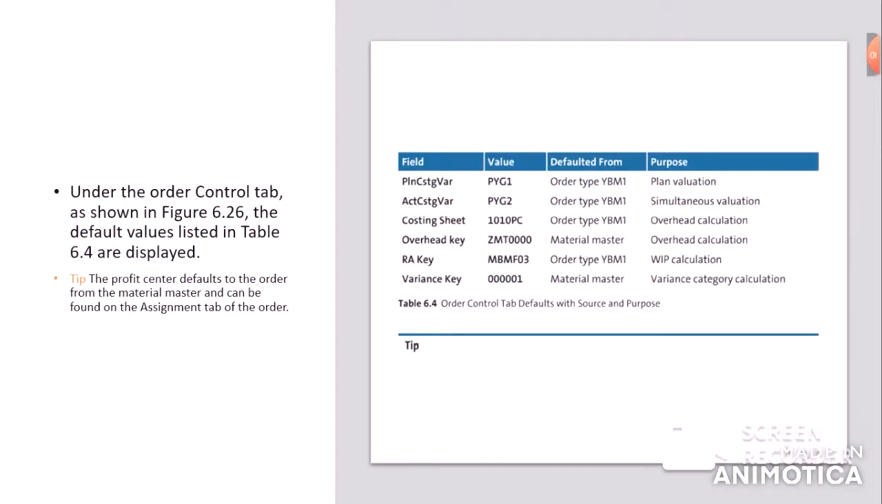Here we have a small tip. The profit center defaults to the order from the material master and can be found on the assignment tab of the order.